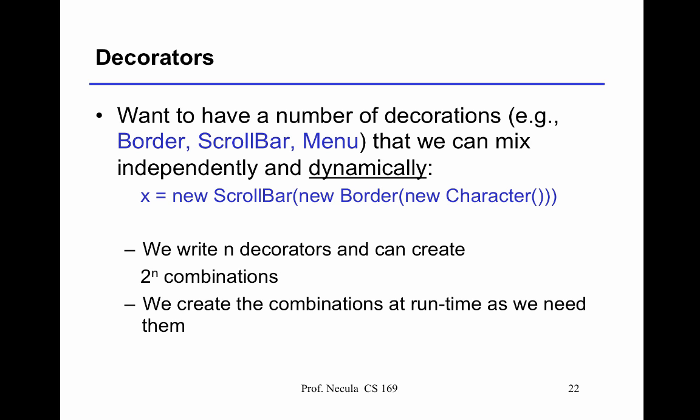I'm not sure I got this through. Is it clear that this is a lot more flexible than defining a scroll bar border that you can apply on a character? Because the decision of what to pass here is something you do at runtime. You can put a conditional here. You can look in a configuration file to see if you add one border or two, and just write a loop of creating new borders. Okay, so this is a lot more powerful.